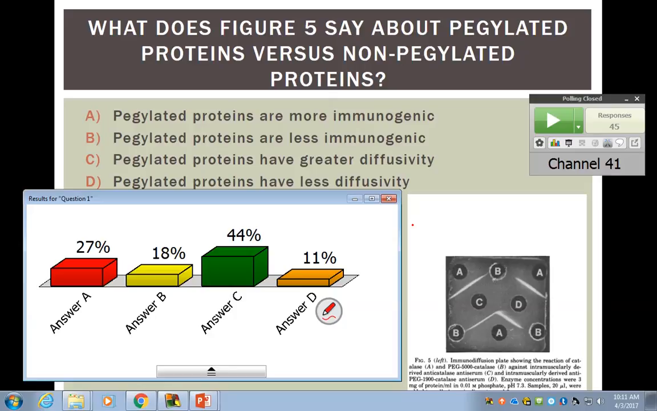All right, so again, we have regular old catalase in A. We've got peg catalase in B. We've got anti-catalase in C, and we've got anti-peg cat in D. All right, so are these things going to diffuse unidirectionally? What do you think?